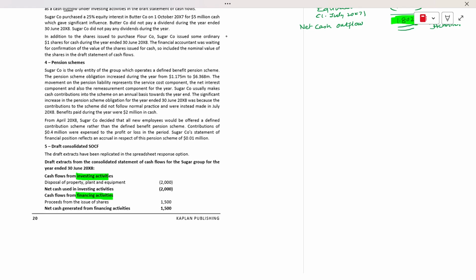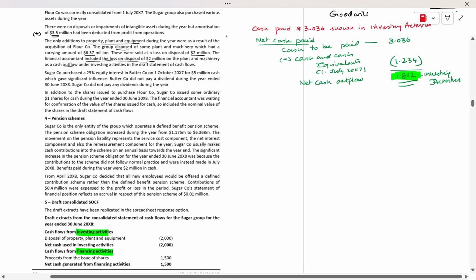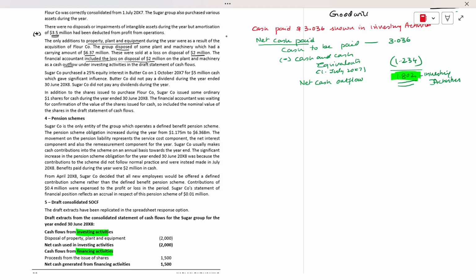How much have they added? How much have they purchased? How much have they disposed of? 637. If they have disposed of, is it a cash inflow or outflow?